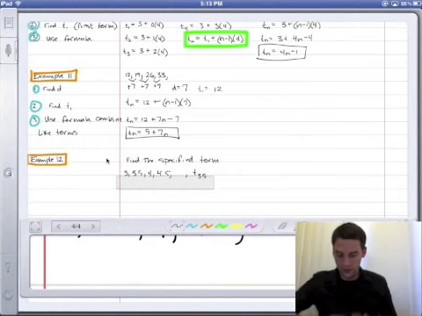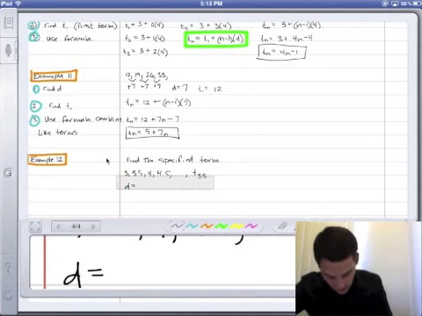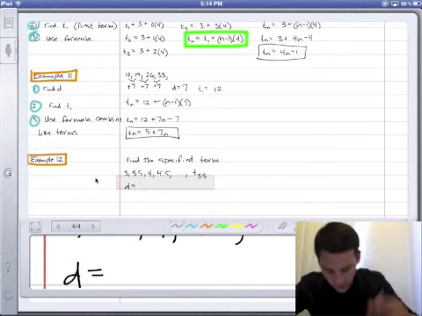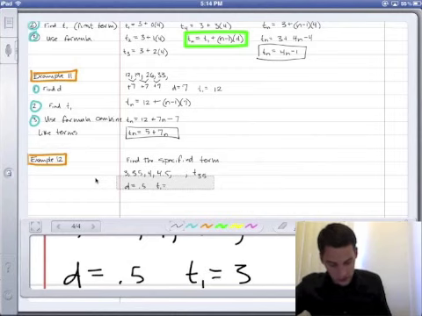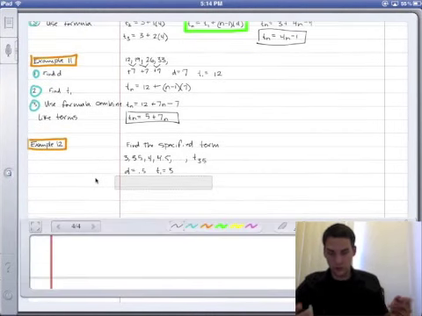So follow the same steps. What is d? D is, let's see, from 3 to 3.5. That's 0.5. 3.5 to 4. That's 0.5. So d is 0.5. And the first term, t sub 1, is just 3. And then after that, we use the formula. Those are the 3 steps.